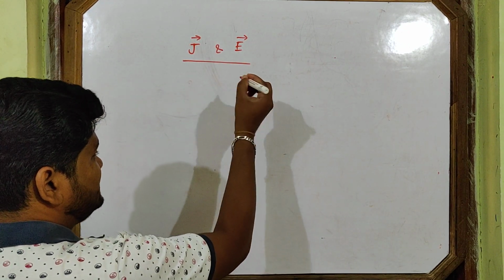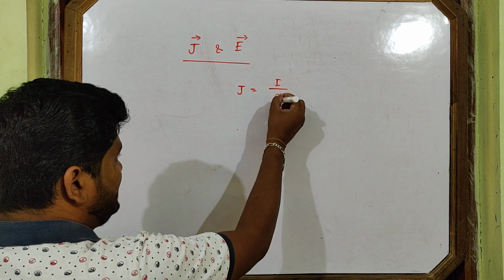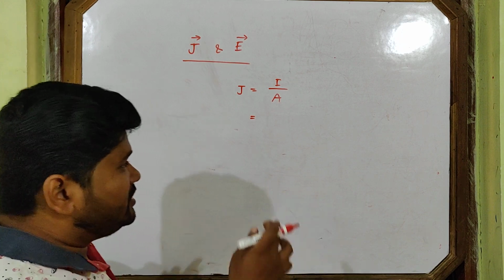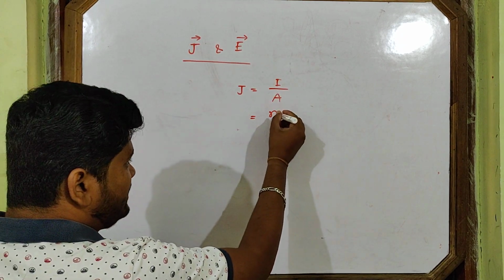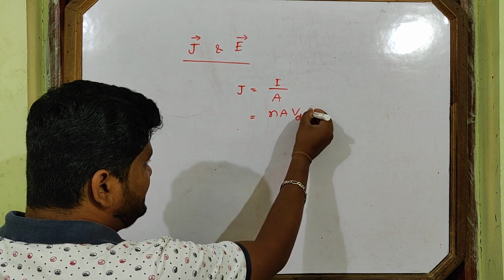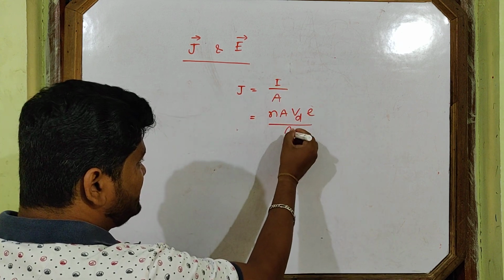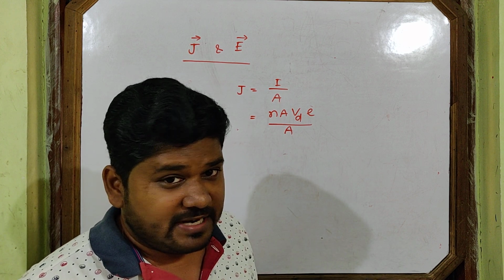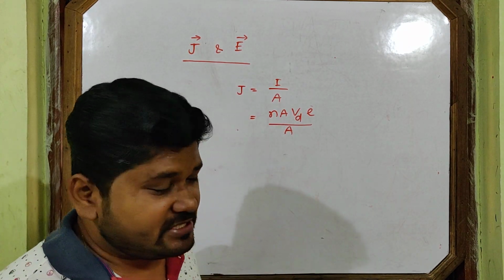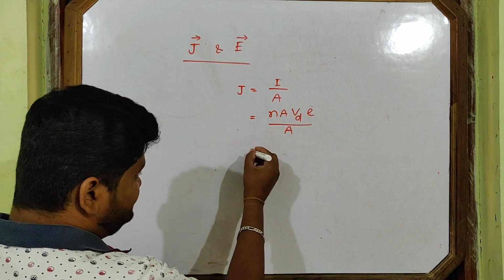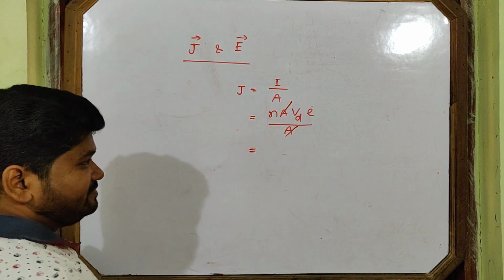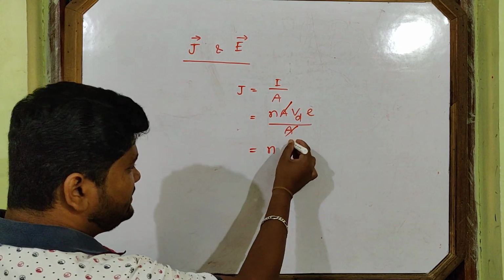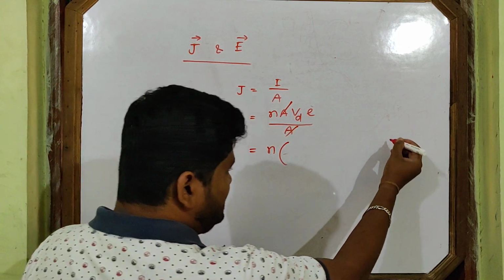Just formula. J is equal to I by A. You know this one, I told you just before. But what is I? I is n A v_d e. We know the relation of current and drift velocity. In lecture number 2, I derived this relation. So n A v_d e over A, A cancels. And we have derived one formula of v_d.